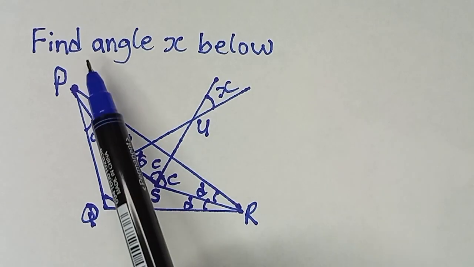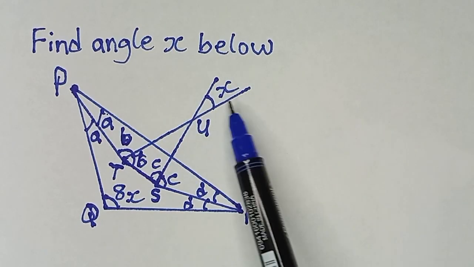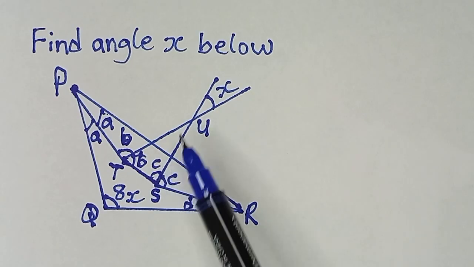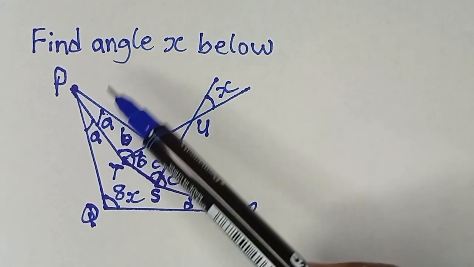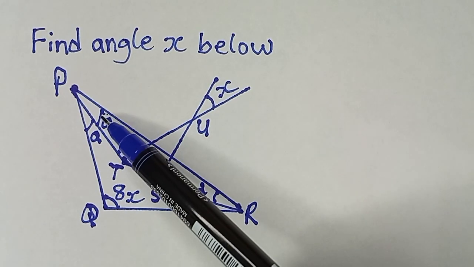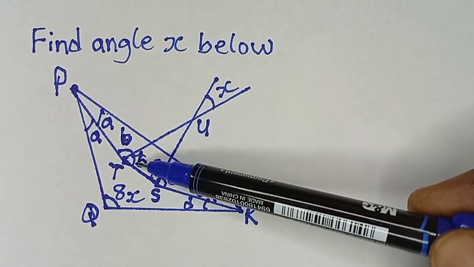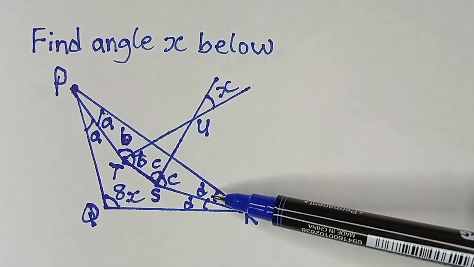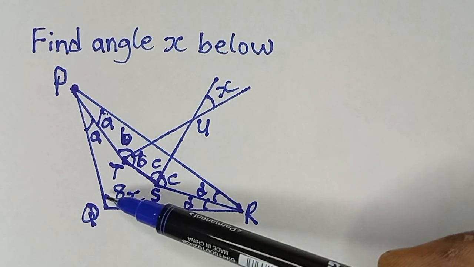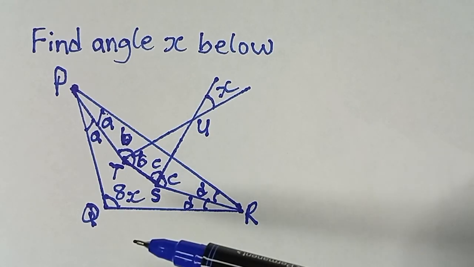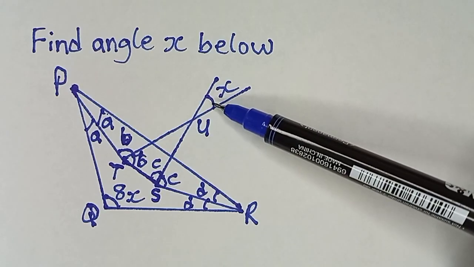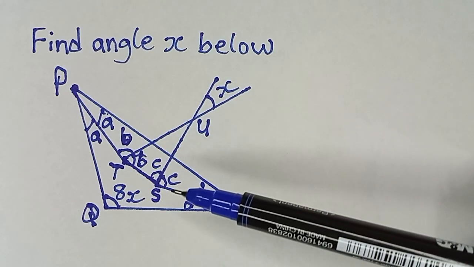In this question, we are asked to find angle X. And here, as you can see, we are given the value of this angle as A. This is also A. This angle is B and this is also B. This is C and C, and this angle D and D. And then we are given this angle as 8x. And then this angle is X. And we have to find the value of X.